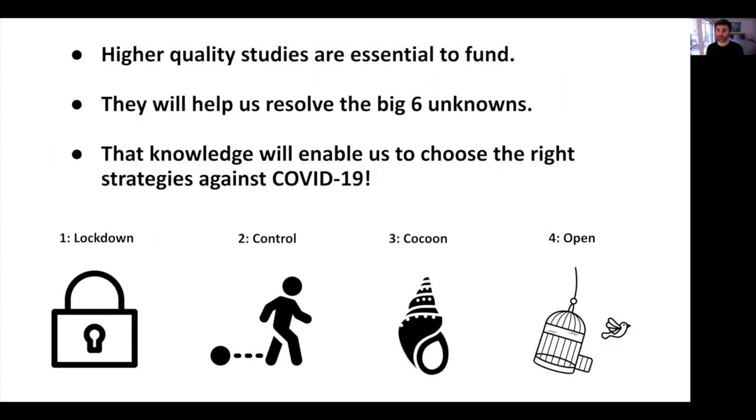So to summarize, we need higher quality studies. These are absolutely essential to fund. These are going to help us resolve the big 6 unknowns, and this knowledge will enable us to choose the right strategies to fight COVID-19 and to think about how do we use lockdown, how do we use control, how do we use cocoon, how do we use open, which combination of them do we want to use at which points to best beat this virus.